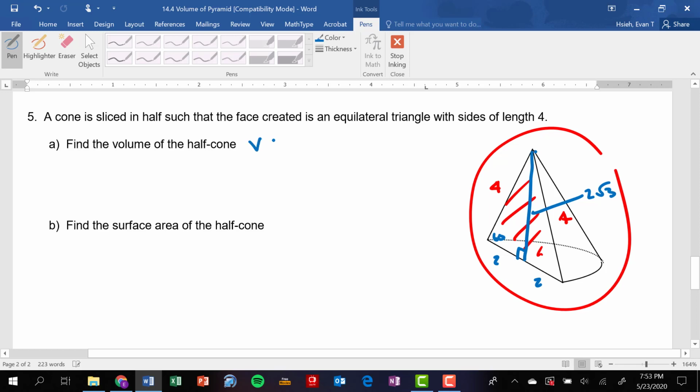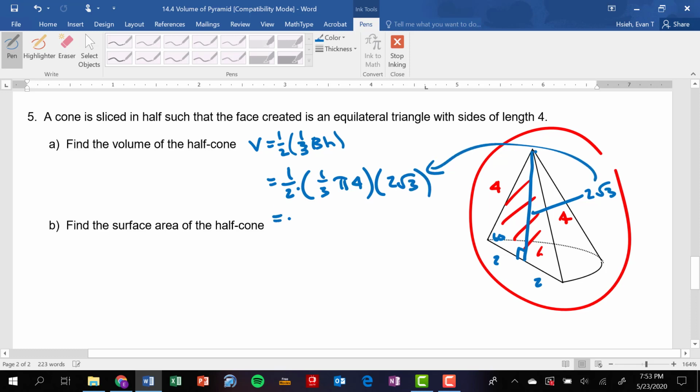And so my volume is just going to be, well, the volume of a cone is 1/3 base times the height. We know that this is only half of a cone, so I'm going to take half of that. It's going to be equal to 1/2 of 1/3 times the base, which is just an area of pi r squared, or pi times 4, and the height's going to be 2√3, which we found right here. Plug that all in, simplify it, I get 4/3 √3 pi. And that's it.